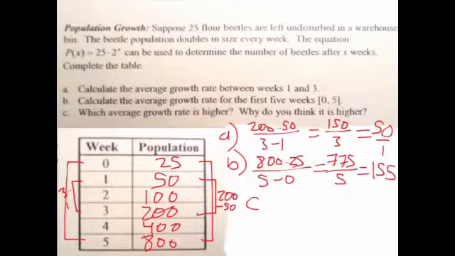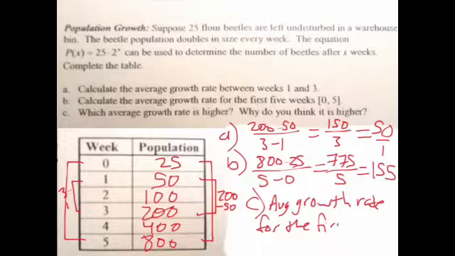And we need to do C here. You need to figure out which average growth rate is higher. Well, the higher one is the average growth rate between weeks 0 and 5. Excellent. So there's that. And then you're supposed to answer why you think it's higher. So make sure you answer that.